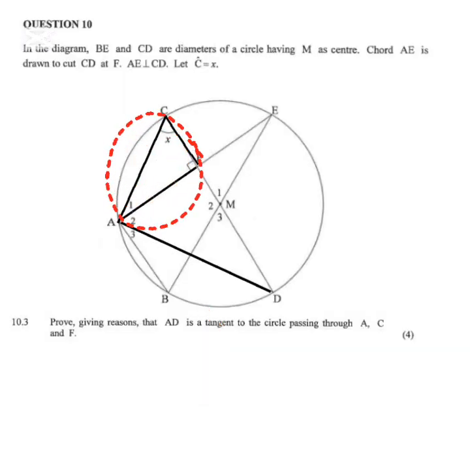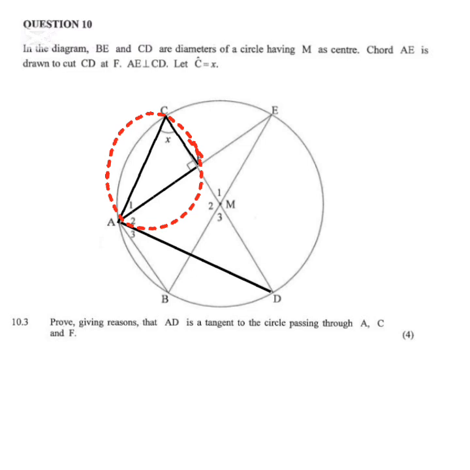That's what we are going to do in this question. If we prove that angle A2 is equal to angle C, then AD is a tangent to the circle passing through A, C and F.